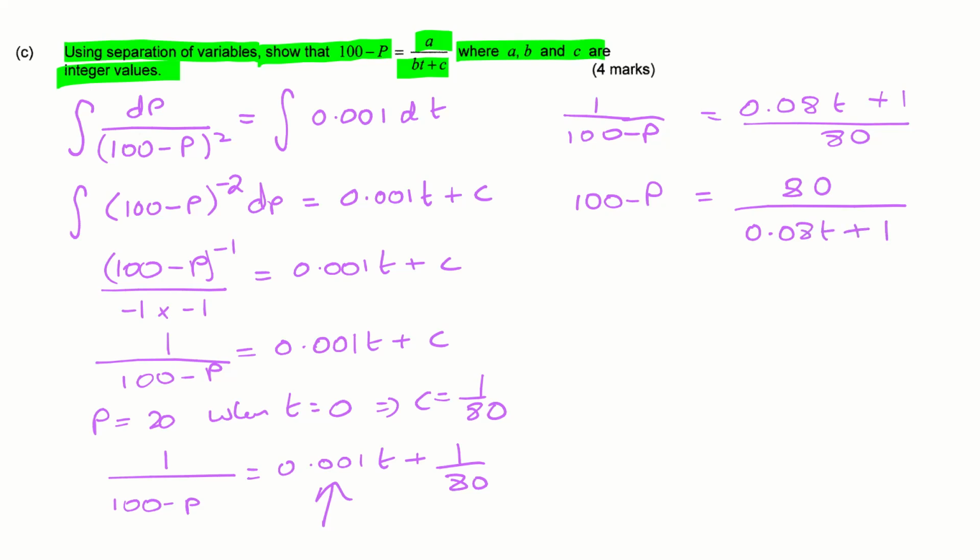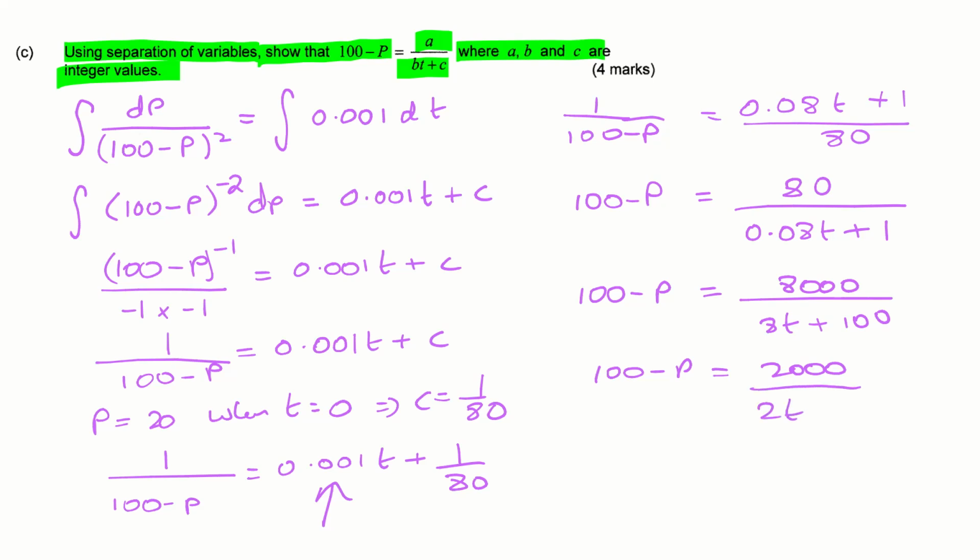Now, what we want is for these all to be integers. So I can achieve that by multiplying everything by 100 on the right-hand side there, and that will give me 8,000 over (8t + 100). And then there's a common factor of 4. So 100 take p is going to be 2,000 over (2t + 25), giving me a is 2,000, b is 2, c is 25.